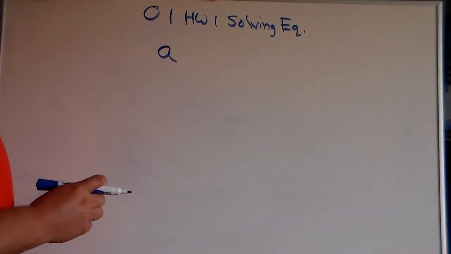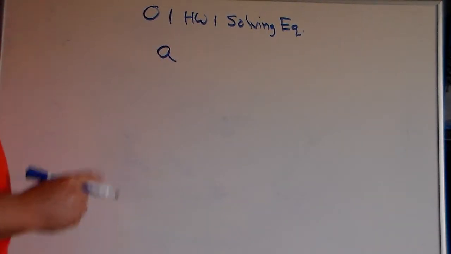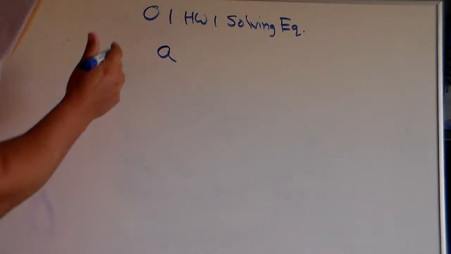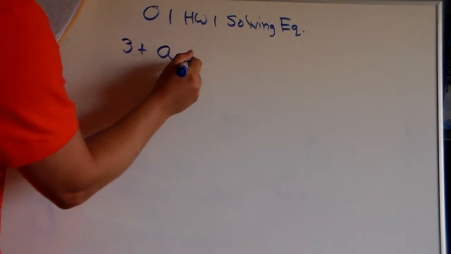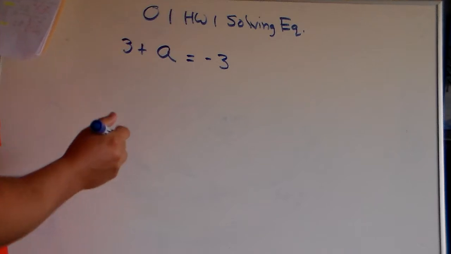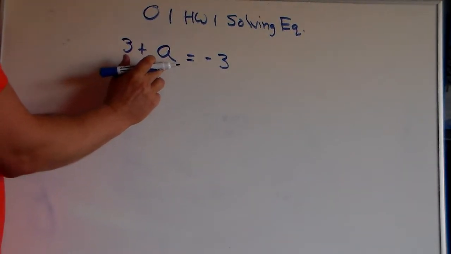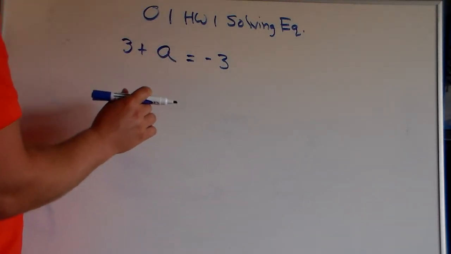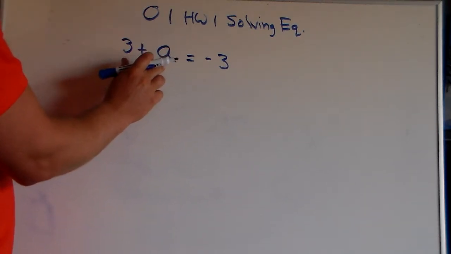Right now we're going to go over the first couple problems of your math homework, 01 HW1 solving equations. Now the first problem is 3 plus A equals negative 3. And our goal is to get that variable A all by itself, for it to be an A equals, and then some number or some expression on the right hand side.